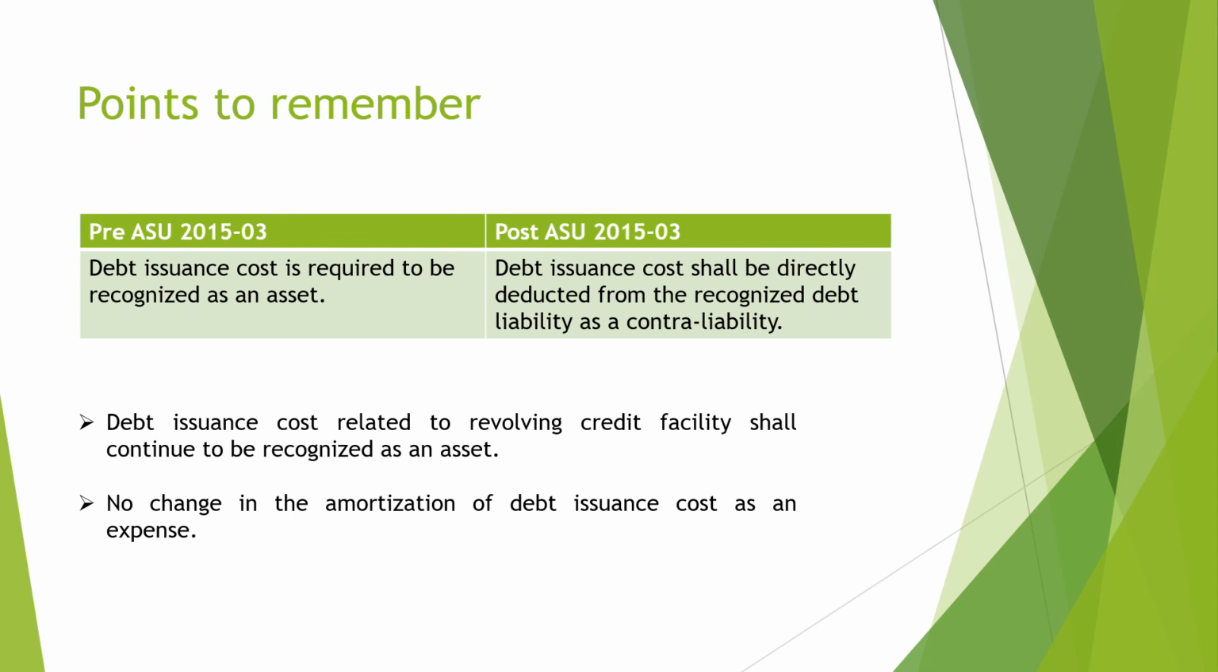A few points to remember. Prior to ASU 2015-03, debt issuance cost is required to be recognized as an asset. However, post ASU 2015-03, debt issuance cost shall be directly deducted from the recognized debt liability as a contra liability. Secondly, debt issuance costs related to a revolving credit facility shall continue to be recognized as an asset. Third, no change in the amortization of debt issuance cost as an expense.